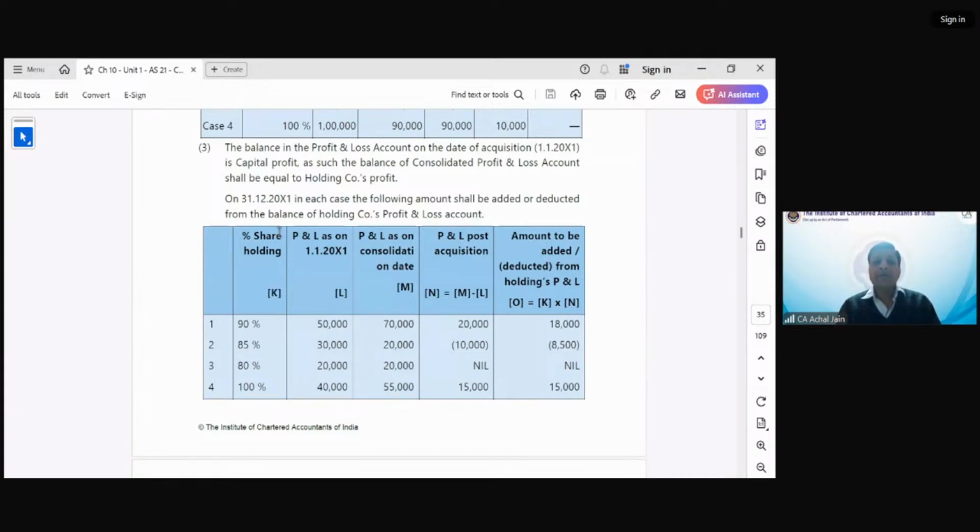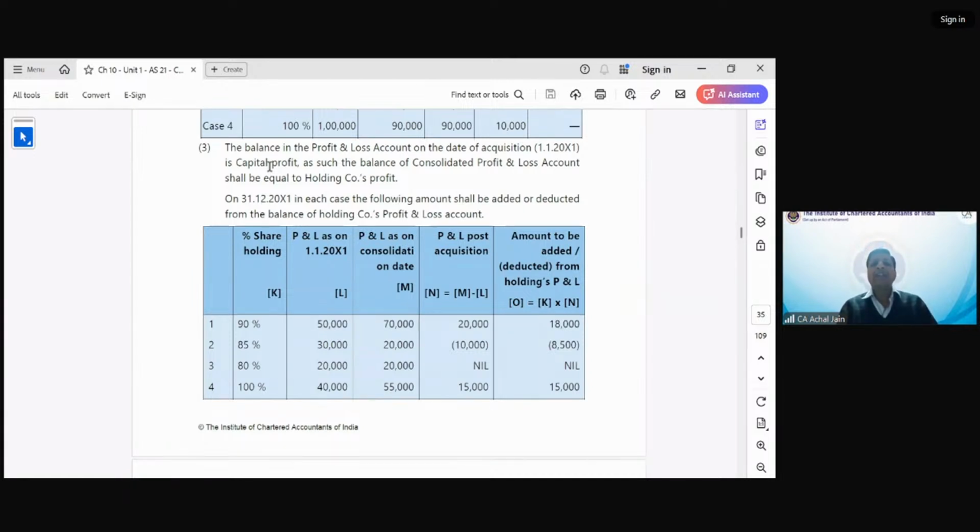Any balance in the P&L account that you have on the date of acquisition, what do you call it? Pre-acquisition profit. And we discussed that it is also called capital profit. As such, the balance of consolidated profit and loss account shall be equivalent to holding company's profit. Now, on 31st December X1, in each case, the following amount should be added or deducted from the balance of holding company's profit and loss account.